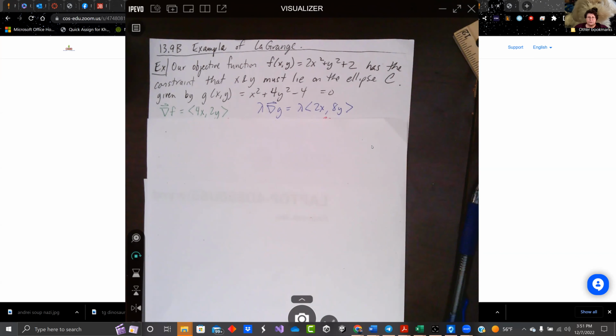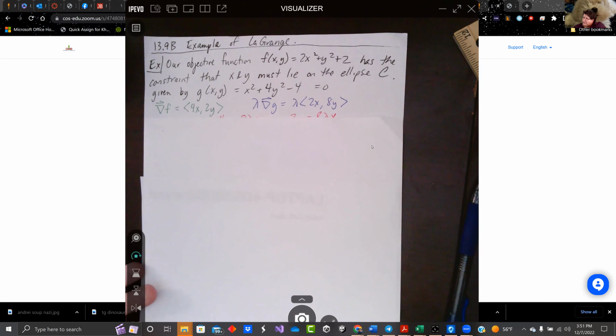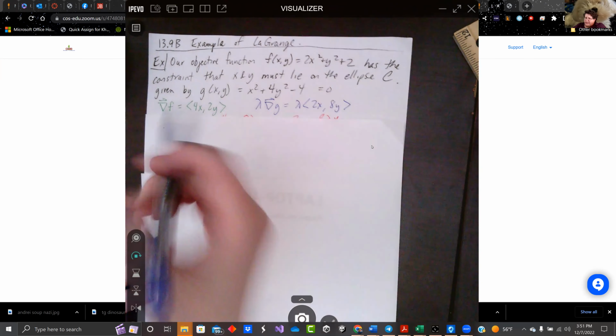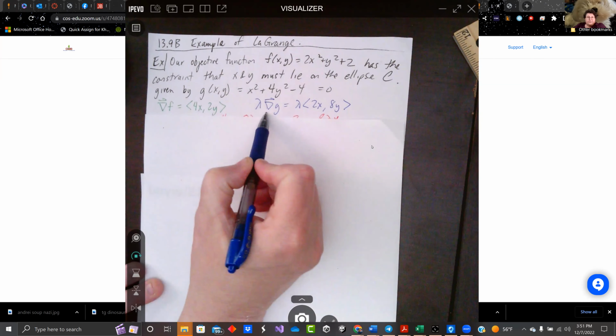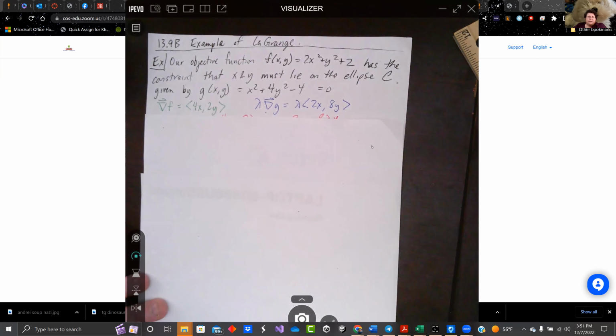So 2x squared plus y squared plus 2 is some function. We're going to overlap that function with the ellipse x squared plus 4y squared equals 4, and see where those points must cross. Okay. So what we're looking for, remember, we're trying to set the gradient of f equal to lambda times the gradient of g. So let's find the gradient of both.